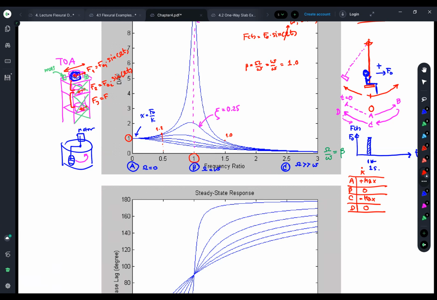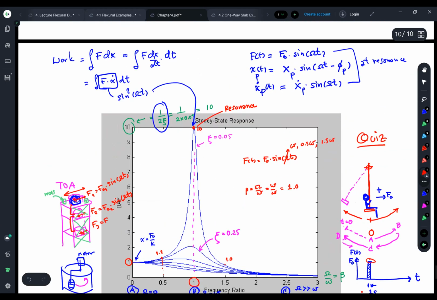My answer now becomes very clear. If I want to increase the swing to a larger or higher amplitude, I will apply the external force F at A position. At A position, the force is positive maximum, it's F0, and the x dot is positive maximum. Therefore, if we compute the work from the integration of these two terms, it will be the maximum work done by the force. You cannot find any other position better than this.